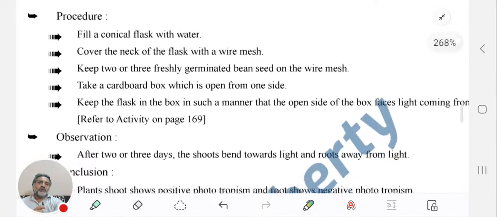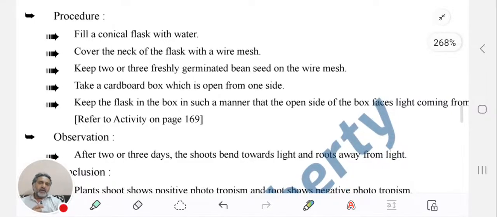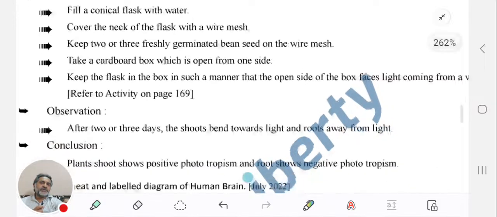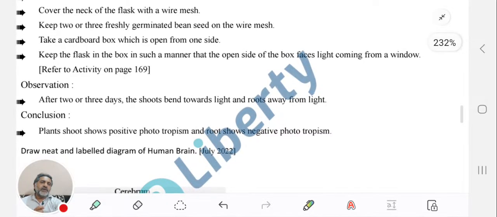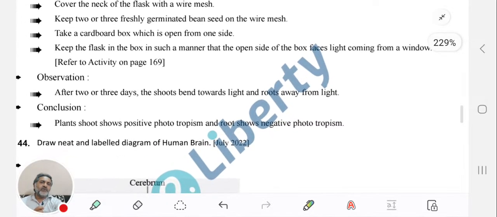Let us see the procedure. Fill a conical flask with water, cover the neck of the flask with a wire mesh, keep 2 or 3 freshly germinated bean seeds on the wire mesh, take a cardboard box which is open from one side, and keep the flask in the box in such a manner that the open side of the box faces the light coming from the window.